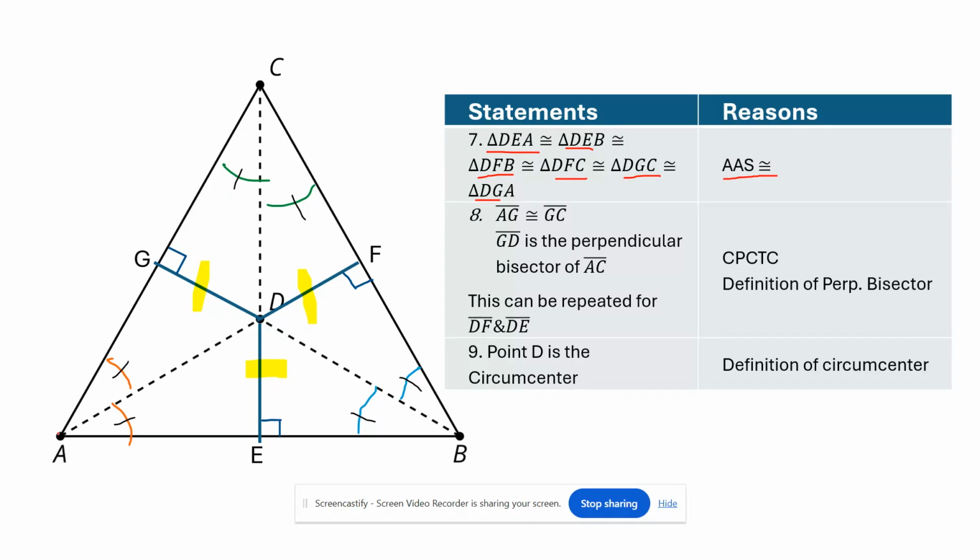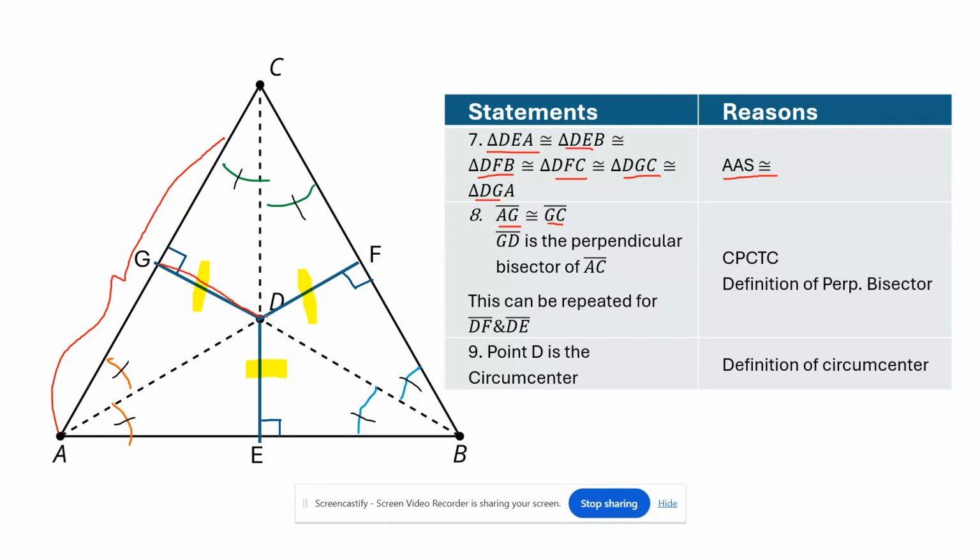Then, for each individual side, now for this side, right, I can say that AG is equal to GC, right? Meaning this right here is the perpendicular bisector. And then I can do that same thing. I would repeat these same words. I can say that DF is the perpendicular bisector of CB, and I can say that DE is the perpendicular bisector of AB.